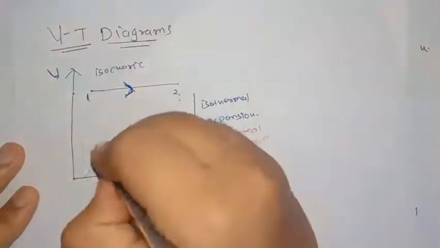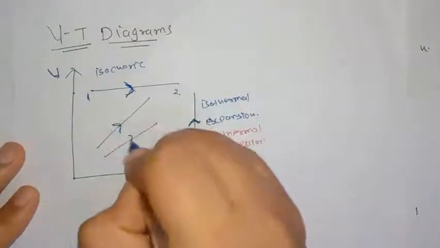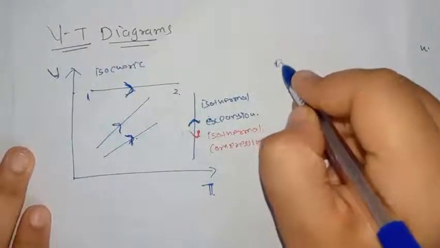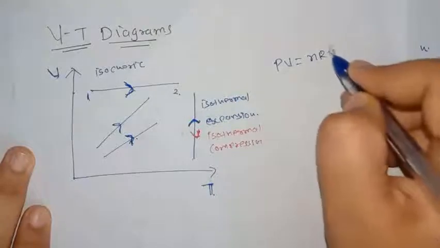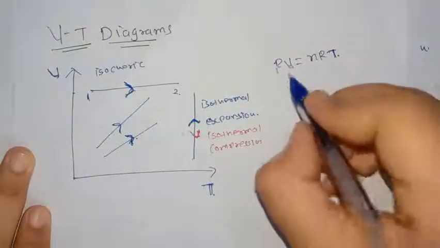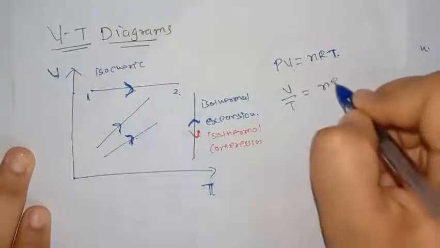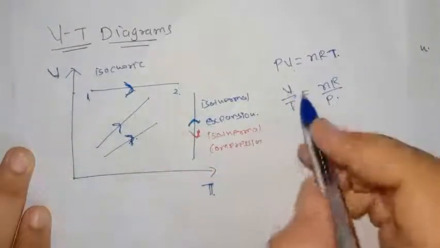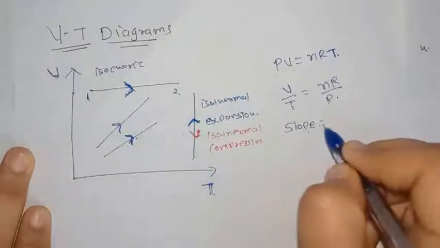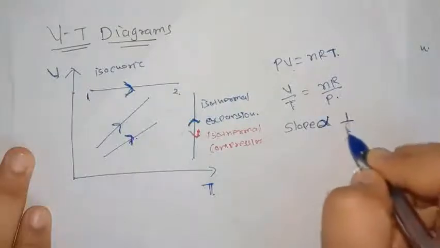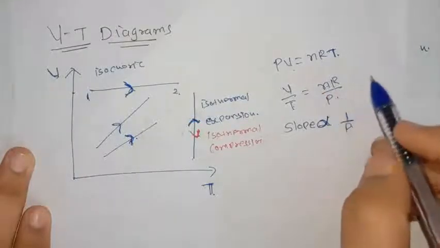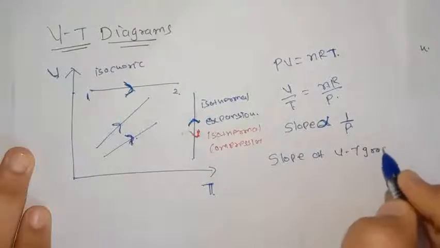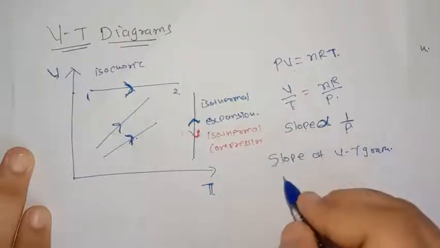Now, if we draw straight lines, then what will be the meaning? We can see the ideal gas equation PV is equal to nRT. From this we can write V by T is equal to nR upon P. So V by T is the slope of the VT graph, so we can write slope is directly proportional to 1 upon P, as nR is constant. So the slope of the VT graph will give us the pressure.